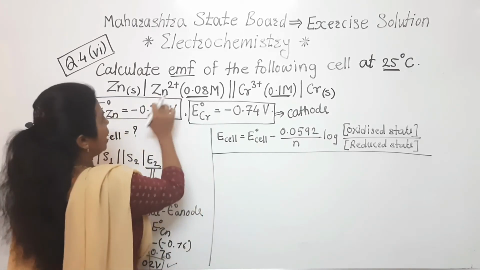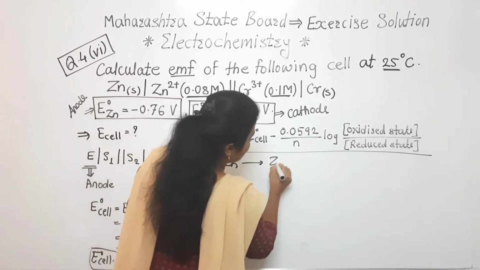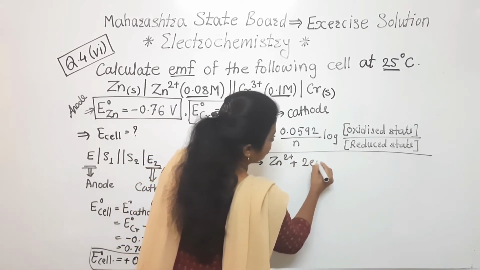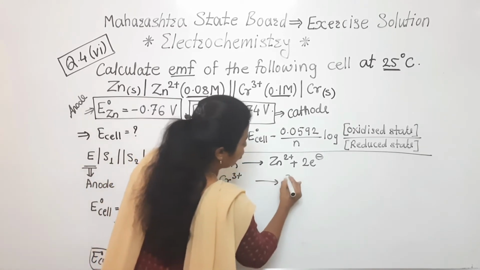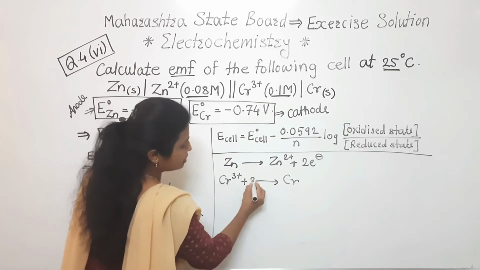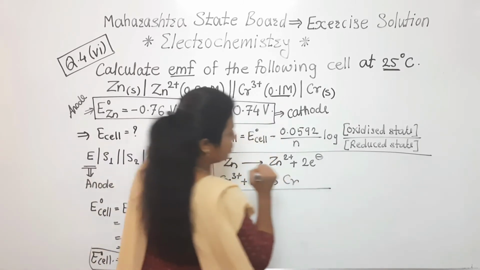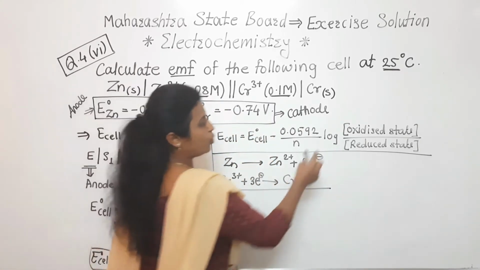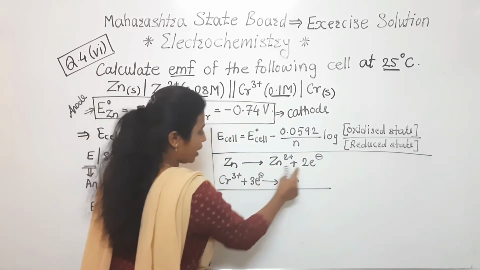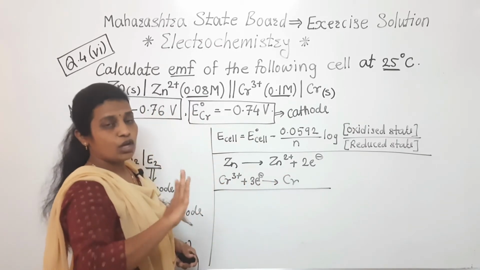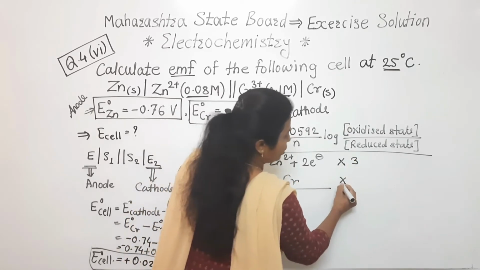Now see, this is the reaction which takes place at the anode. So here we write Zn gives Zn 2 plus. This is possible by the loss of 2 electrons. Next one, chromium 3 plus gives chromium. Here there is a gain of 3 electrons. So simply we can observe, when we want to write the net reaction, because from the net reaction only we get the oxidized state and the reduced state. So here the number of electrons in the reactions is different. To make them equal, we have to multiply the first reaction by 3 and the second reaction by 2.